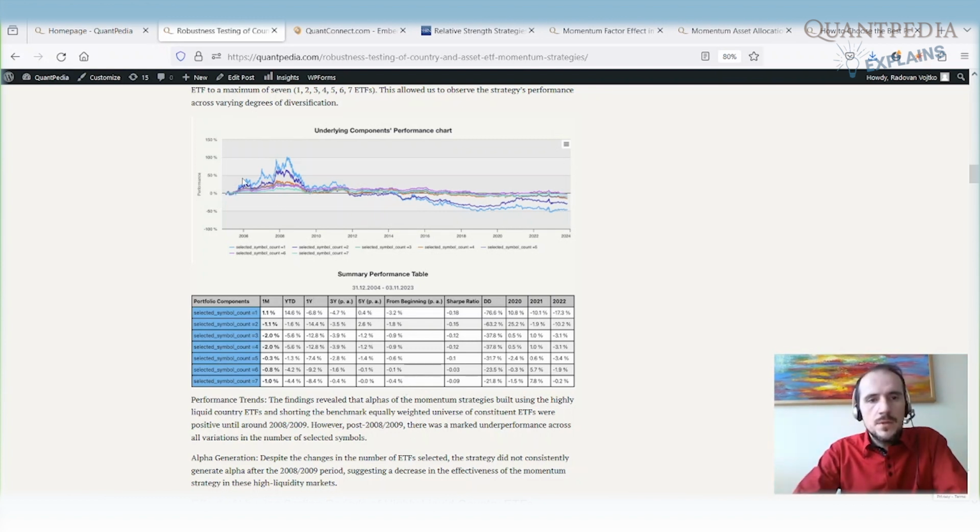So until 2008-2009 the momentum strategies in own countries performed really well, but despite the changes in the number of ETFs that we select, the strategy did not consistently generate alpha after the 2008-2009 period. The effect of the momentum strategy in this highly liquid market is not very high.